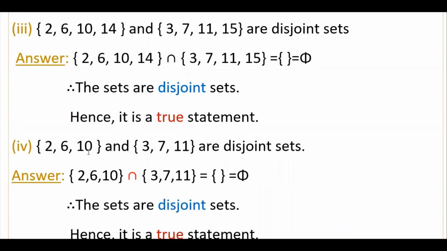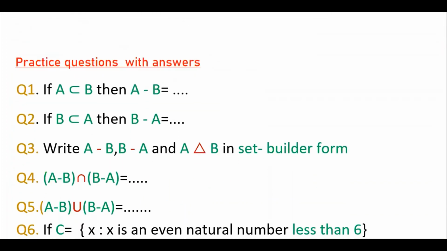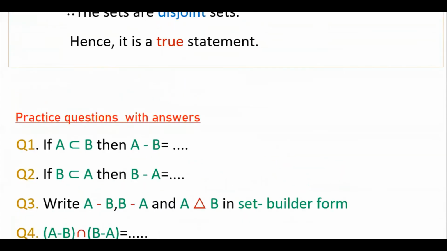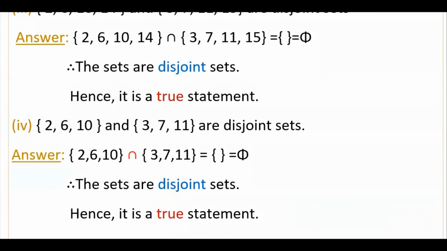Next one is {2, 6, 10} and {3, 7, 11}. Here also no common elements. So it is an empty set. Therefore the sets are disjoint sets. Hence, it is a true statement.